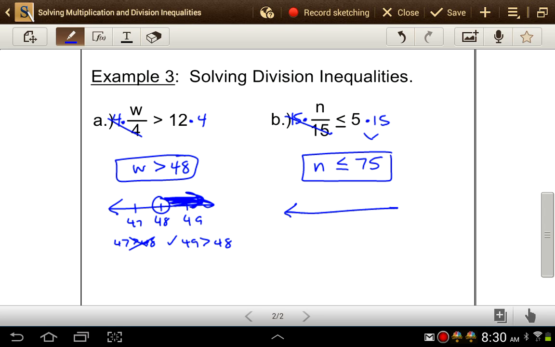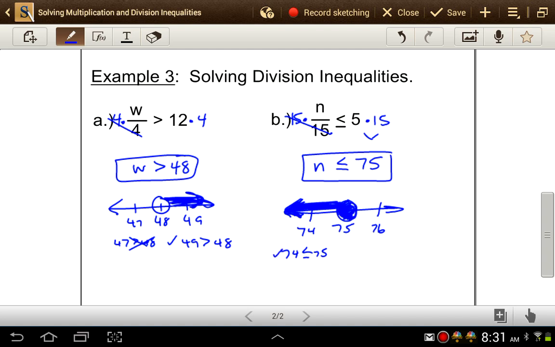74, 75, 76. Circle 75. I fill it in because it's got the equal to, so 75 is equal to 75, and that's why I fill it in. Now I'm going to shade. Is 74 less than or equal to 75? Yes, 74 is less than 75, so I'm going to shade that way because that is the direction that makes this statement, n is less than or equal to 75, correct.